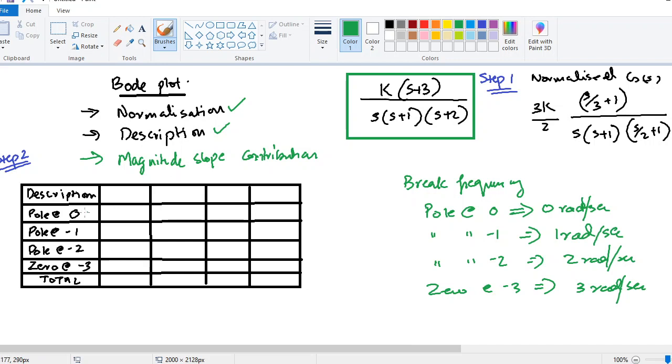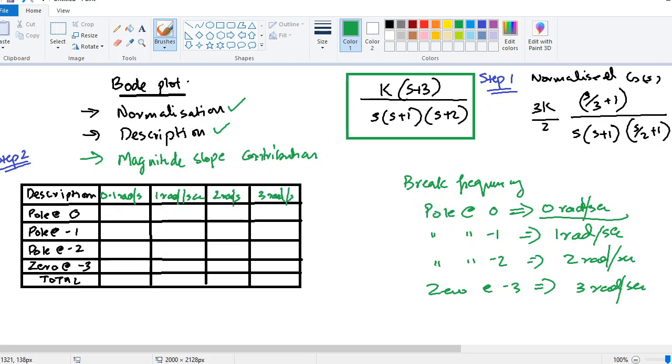But we have a problem, right? We can't work with 0 radians per second. That is something that we cannot do. So what we're going to do is put a value very close to 0. Let's put it as 0.1 radians per second. Okay? The remaining are fine. It's 1 radian per second, 2 radians per second, and over here it's 3 radians per second.